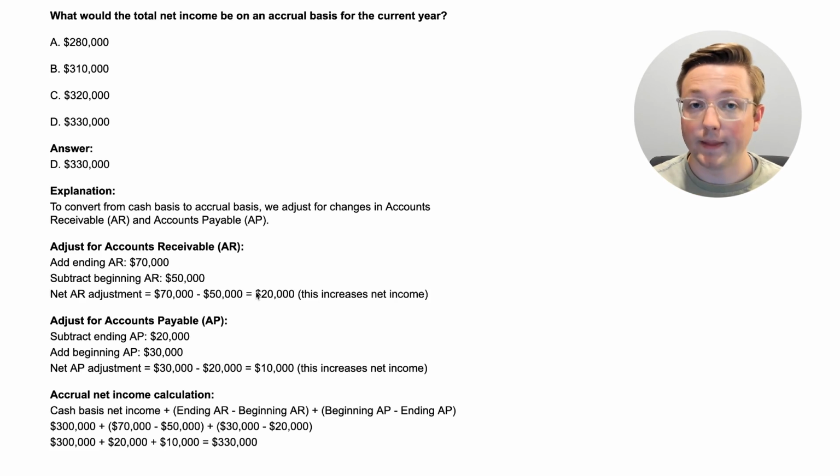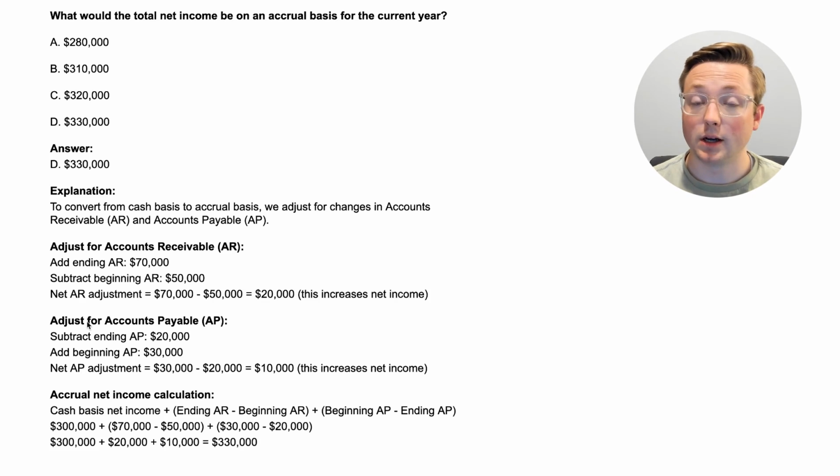Under accrual, that would mean that's $20,000 more of income. But under cash, they would not have necessarily recognized this extra $20,000 of income by the accounts receivable increasing. They only are going to recognize it when they receive the money from those accounts receivable. So compared to cash, the accrual amount would increase by $20,000 because of this increase in accounts receivable.